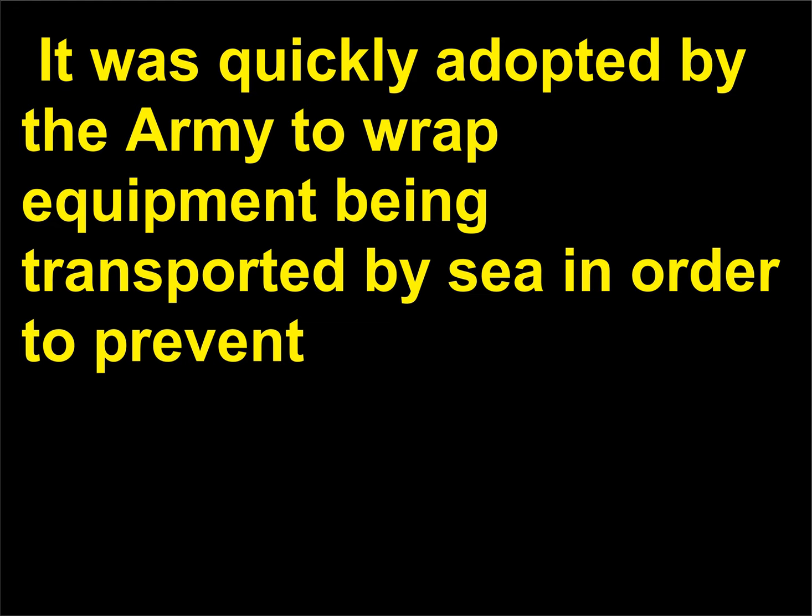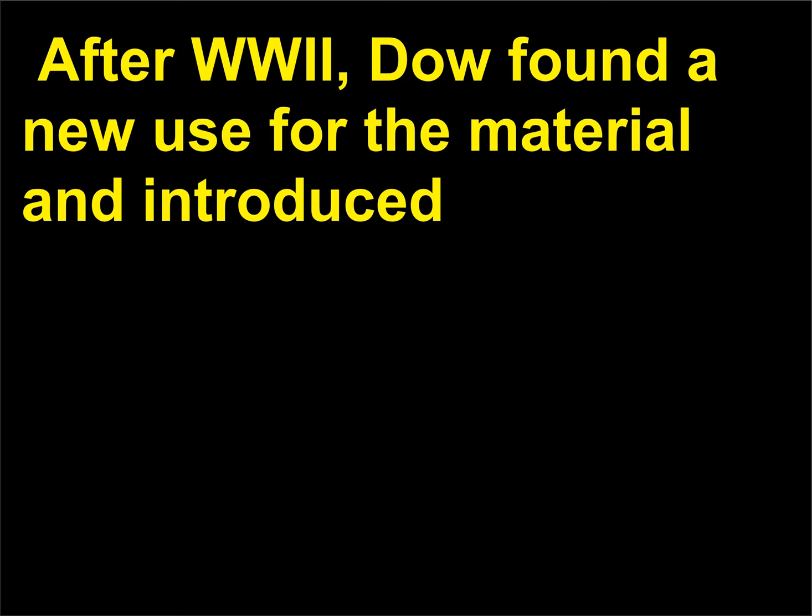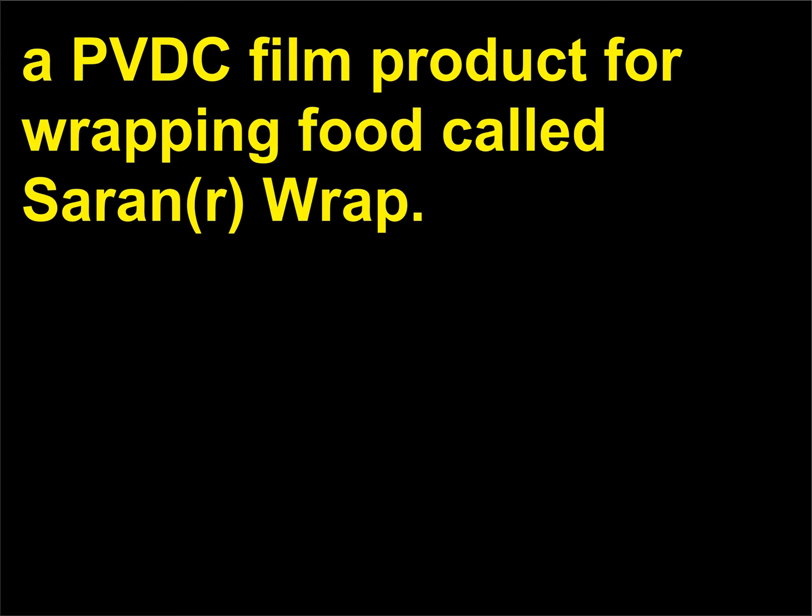It was quickly adopted by the army to wrap equipment being transported by sea in order to prevent corrosion from salt water, and other applications to keep soldiers dry in jungle environments. After World War II, Dow found a new use for the material and introduced a PVDC film product for wrapping food called Saran Wrap.